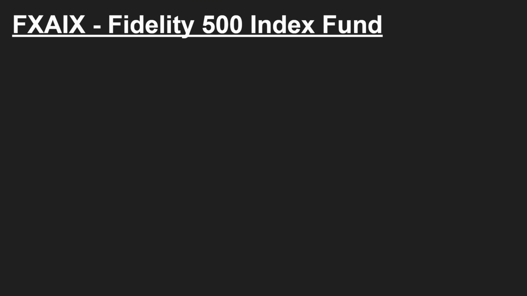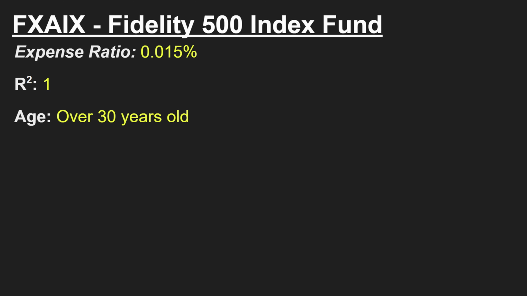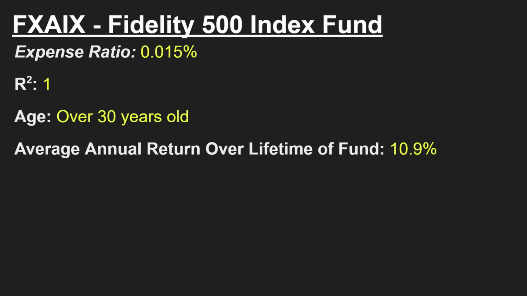Now moving on to our pick for our moderate fund, we're going to go with FXAIX, which is Fidelity's S&P 500 index fund. FXAIX has an expense ratio of 0.015, also with an R-squared value of 1. Now this fund is over 30 years old with an average annual return of 10.9% over the lifetime of the fund. There's no minimum to invest.